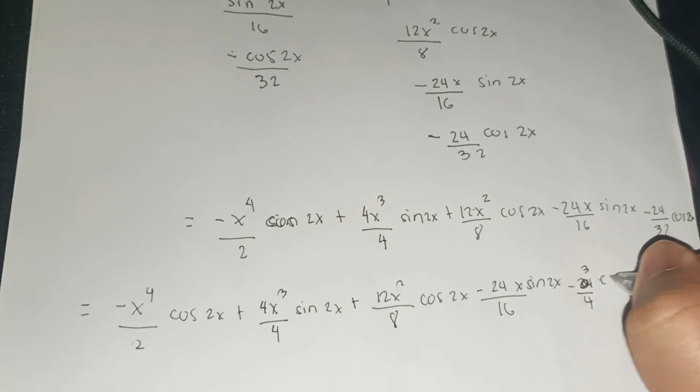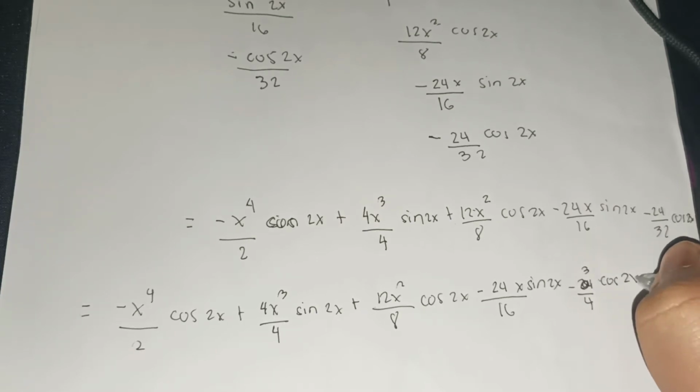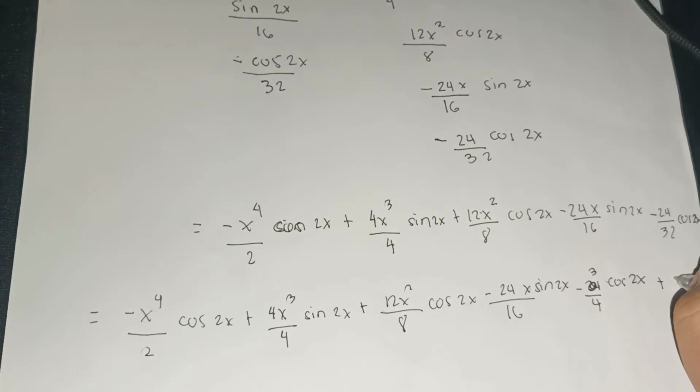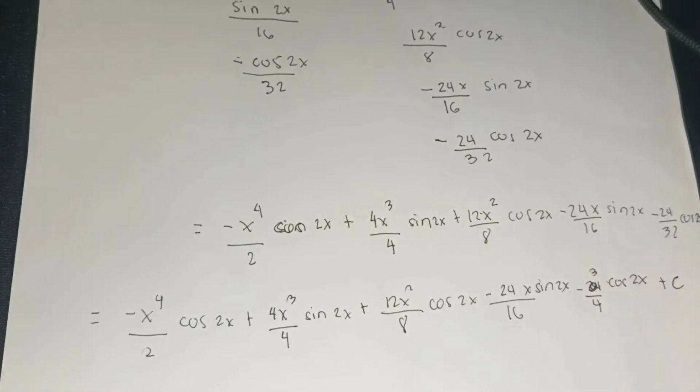Minus 3/4 cosine 2x plus arbitrary constant. So there we have the first example.